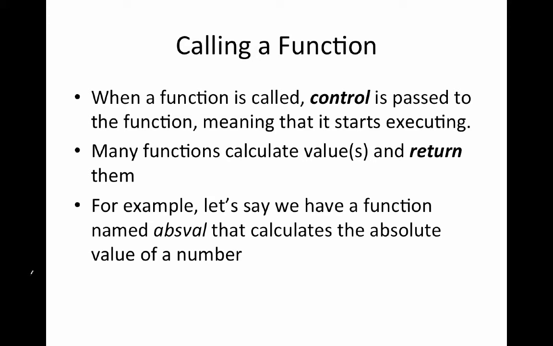What we say is that when a function is called, control is passed to the function, meaning that the function itself starts executing. A lot of functions calculate a value or some values and then return those values. So for example, let's say that we have a function named absval, and what it does is it calculates the absolute value of a number.